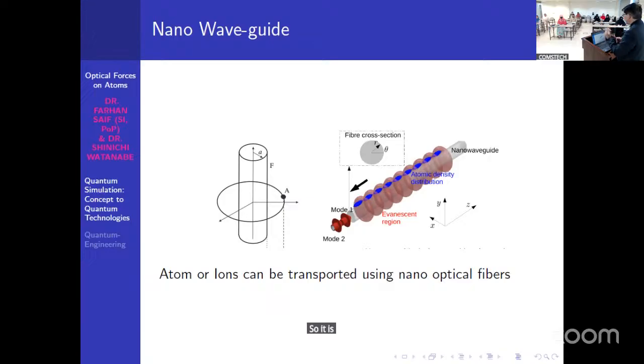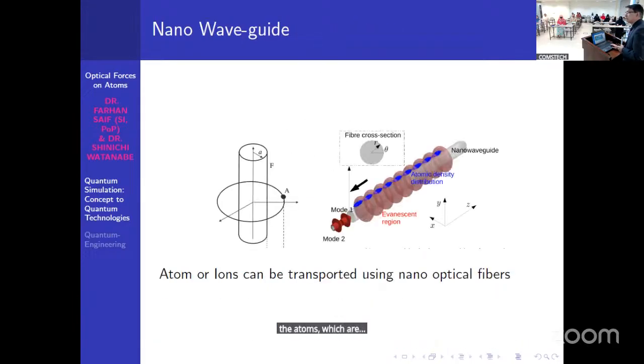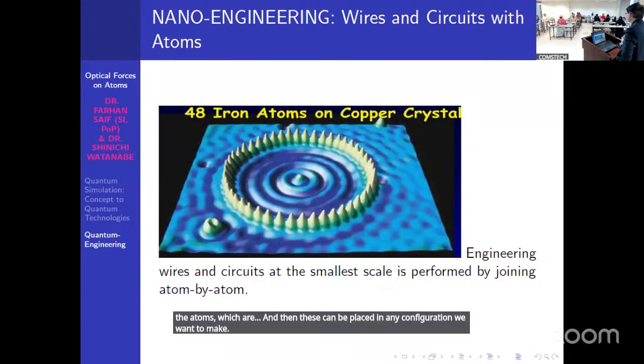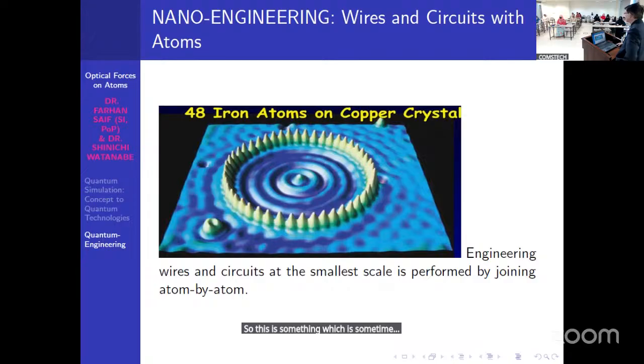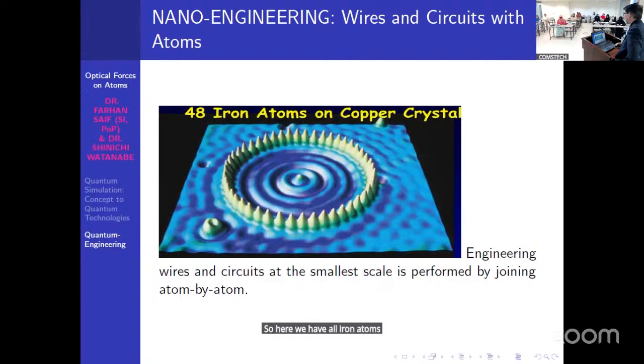So it is STM, AFM, or RTM; we are talking about the cantilever. If we provide a charge on the cantilever, it can attract the atoms, and then these can be placed in any configuration we want to make. This is sometimes named the atomic billiard. Here we have all iron atoms, and there is one iron atom sitting inside.